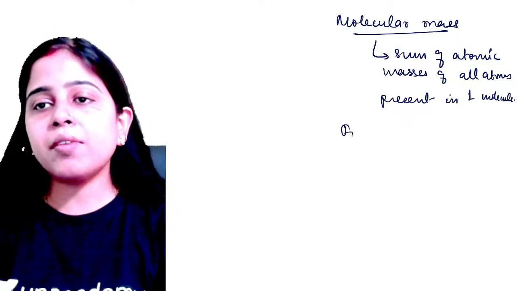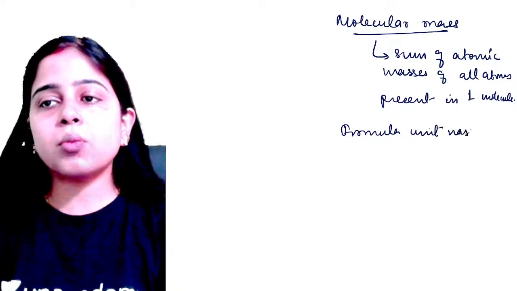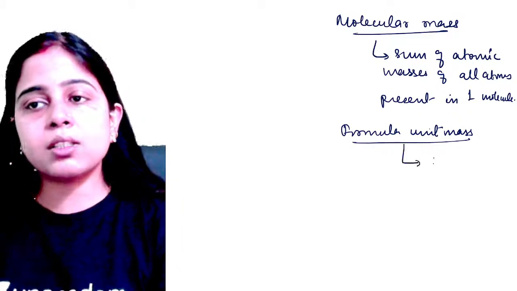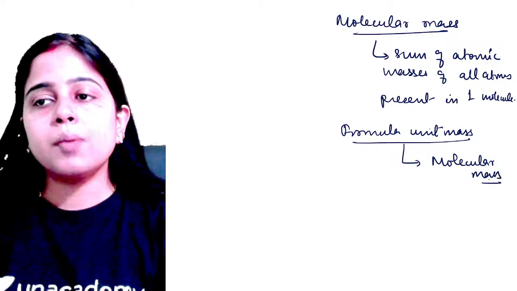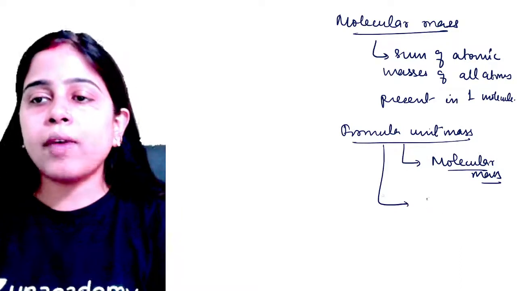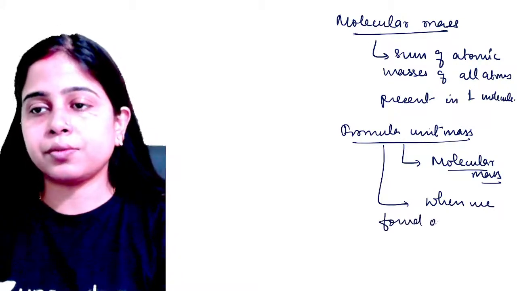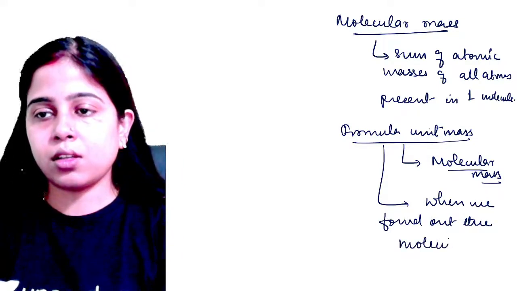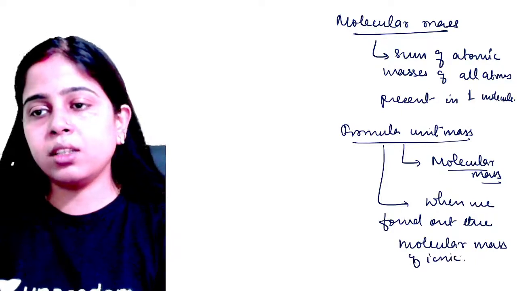Now we have a formula unit mass also. What is this formula unit mass? Do not get confused. Formula unit mass is nothing but your molecular mass only. But this term, formula unit mass, we use when we find the molecular mass of ionic compounds.